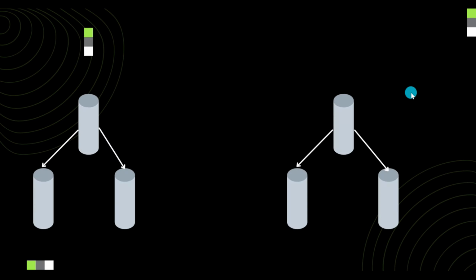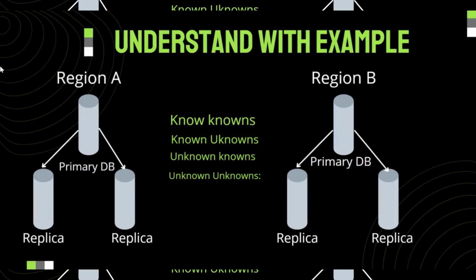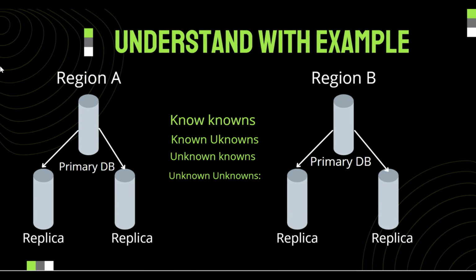Now this slide is going to be more interesting, and for those who haven't completely understood yet, now you will have the complete understanding. On my screen you can see there are two regions, region A and region B. There is a database cluster, so there is one primary DB and two replicas in each region, right? So let's talk about known knowns. This is the first circumstance where we can create the chaos engineering environment and perform our testing under chaos engineering.